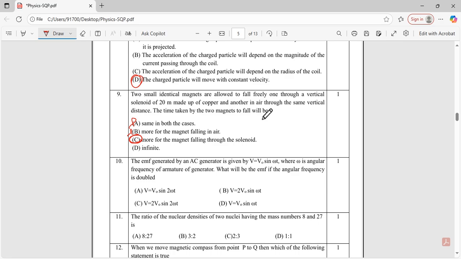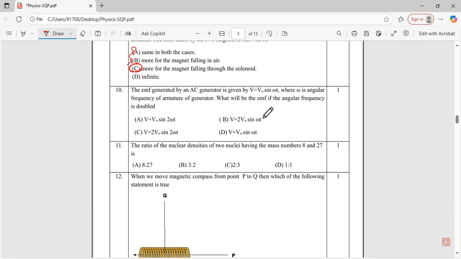Okay. Now question number 10. An EMF generated by an AC generator is given by V equal to V0 sine omega t, where omega is the angular frequency of the armature of the generator. What will be the EMF if the angular frequency is doubled? That's a very important question. What if the angular frequency is doubled?